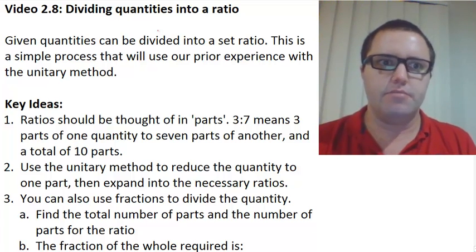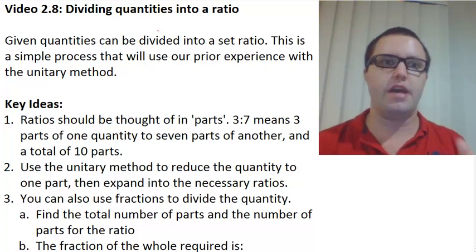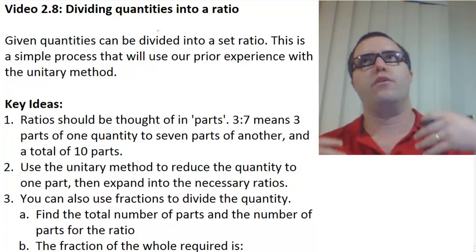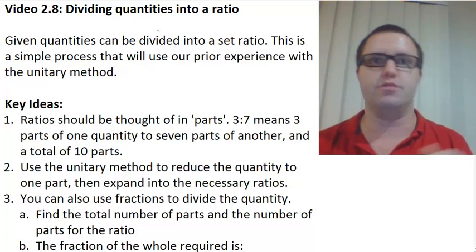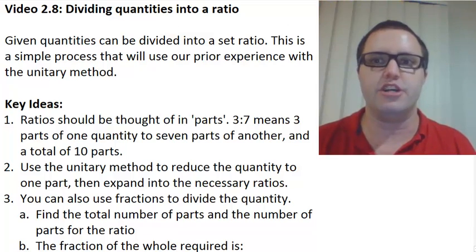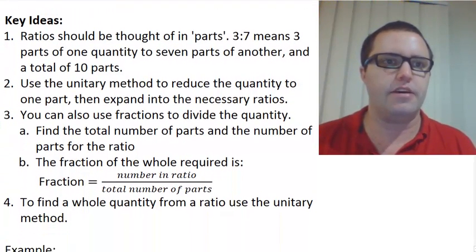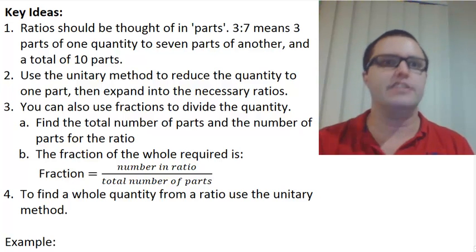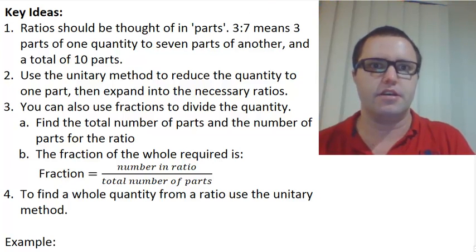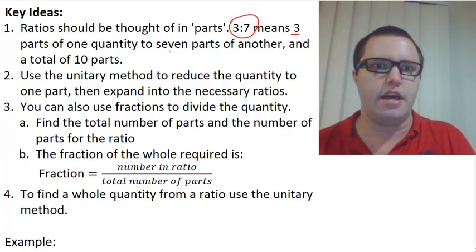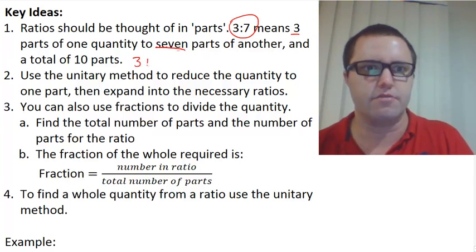Okay, so particular quantities can be divided into a set ratio, and it's quite a simple process, and already our knowledge on the unitary method with percentages has really set us up for doing this same kind of thing with ratios. So a couple of key ideas again. First, ratios should be thought of in parts. We've seen before that 3 is to 7 means 3 parts of one quantity and 7 parts of another, which equals a total of 10 parts, because 3 plus 7 is equal to 10.